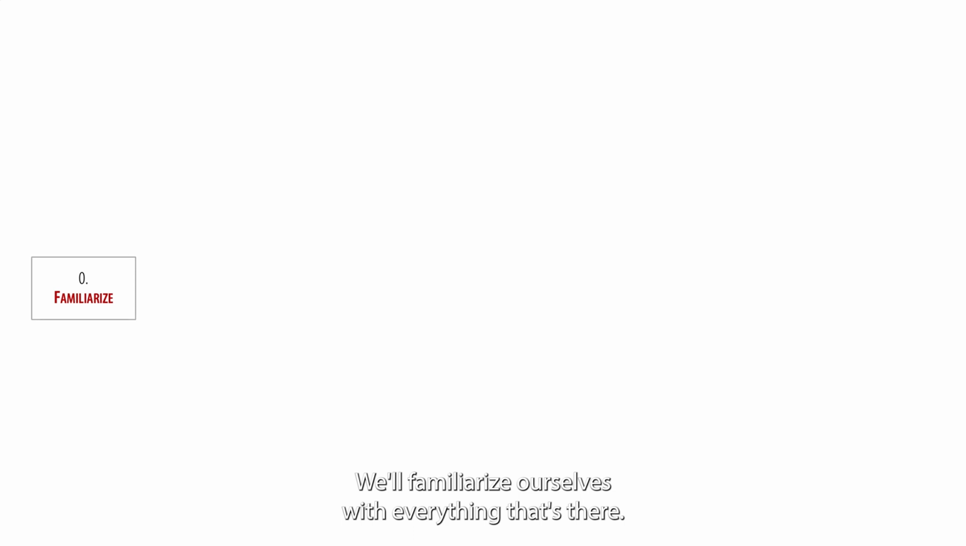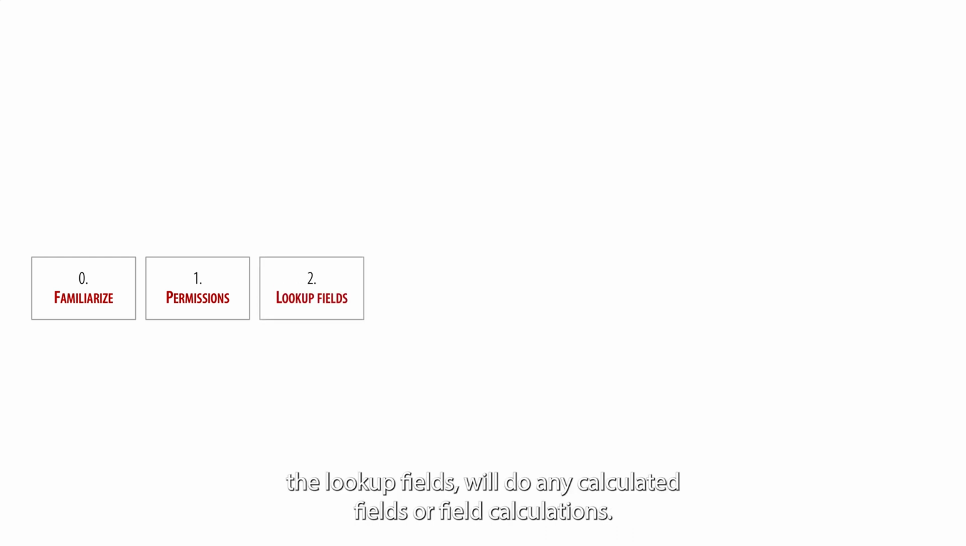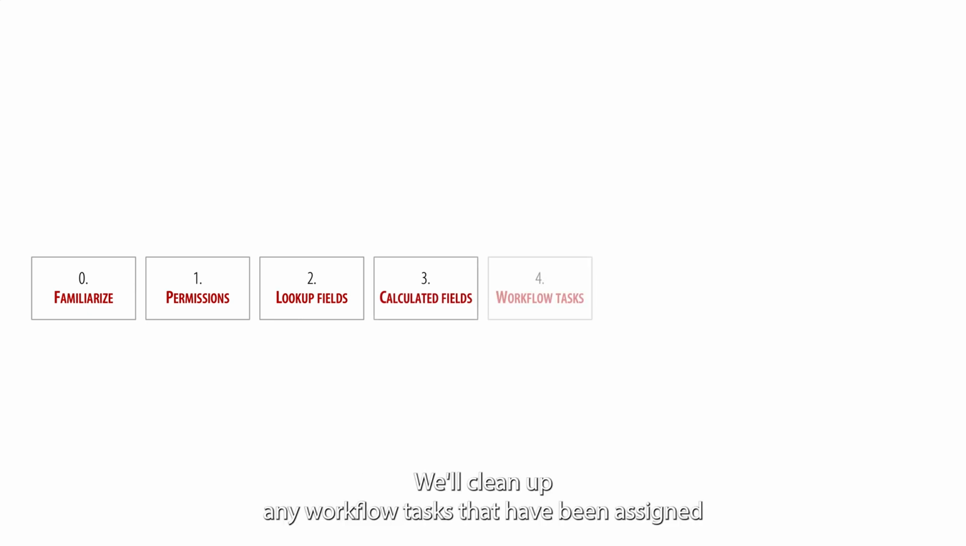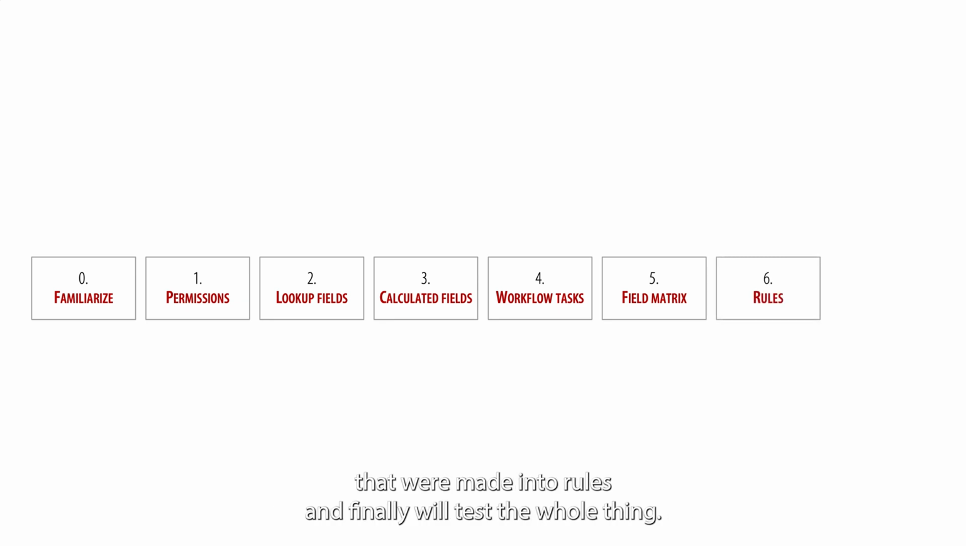Now, to turn this prototype into an application, we need to do 8 things. We'll familiarize ourselves with everything that's there. We will set permissions based on the notes. We'll also configure the lookup fields. We'll do any calculated fields or field calculations. We'll clean up any workflow tasks that have been assigned. We'll change the field matrix in a couple of places. We'll turn those notes that were made into rules. And finally, we'll test the whole thing.